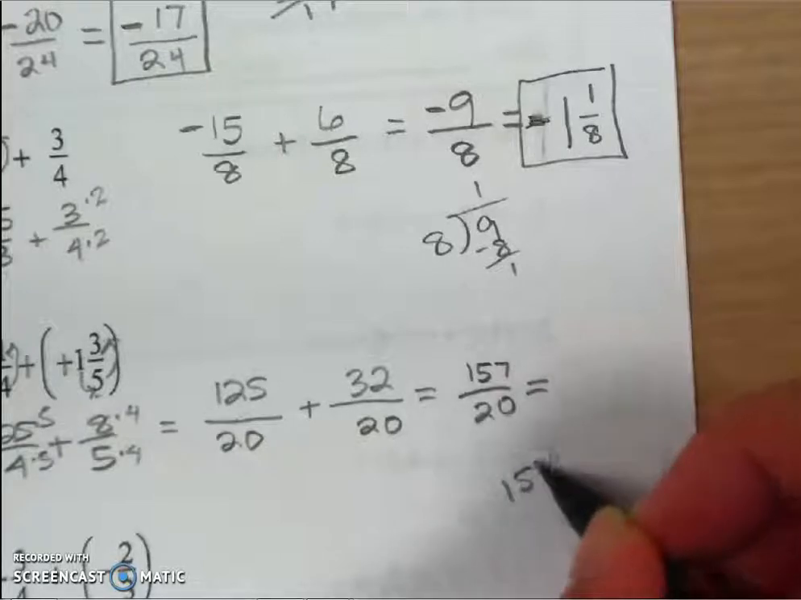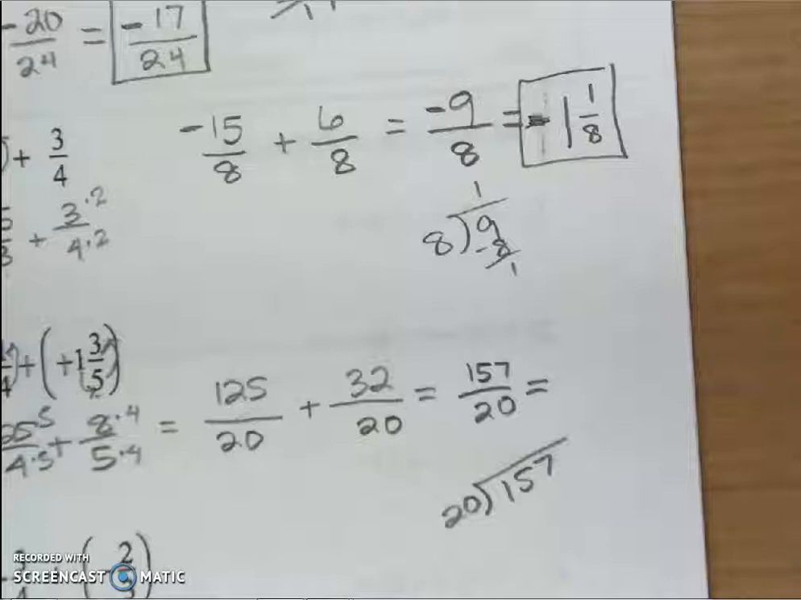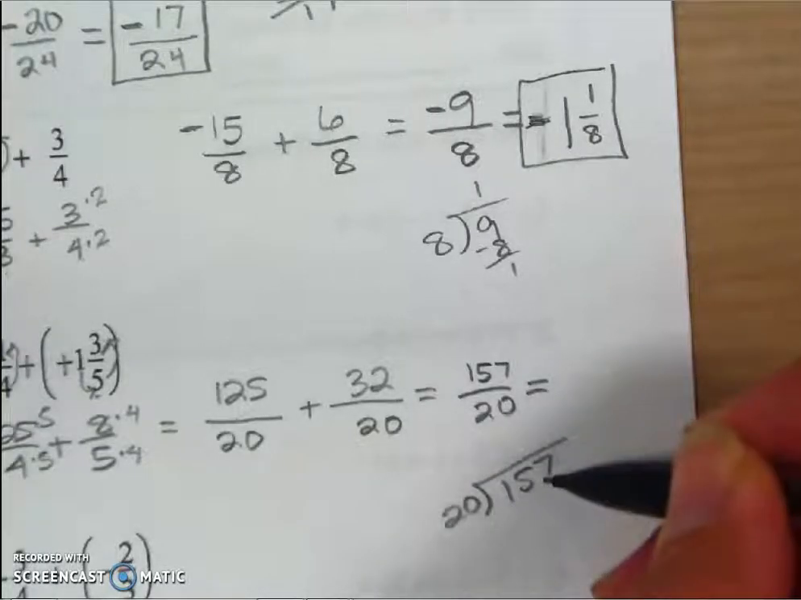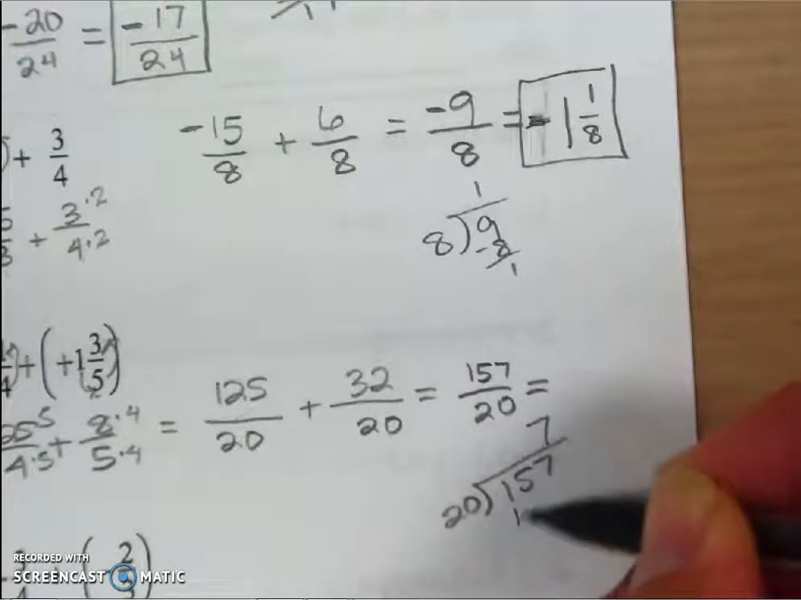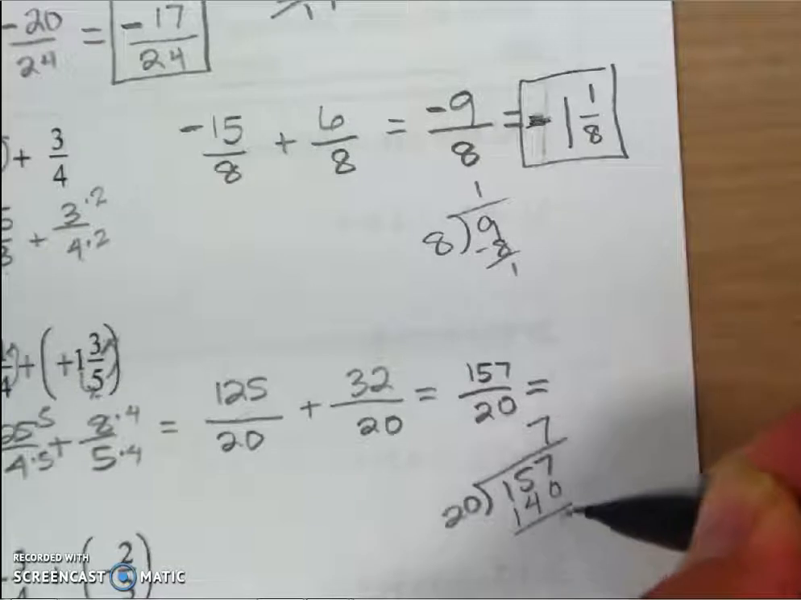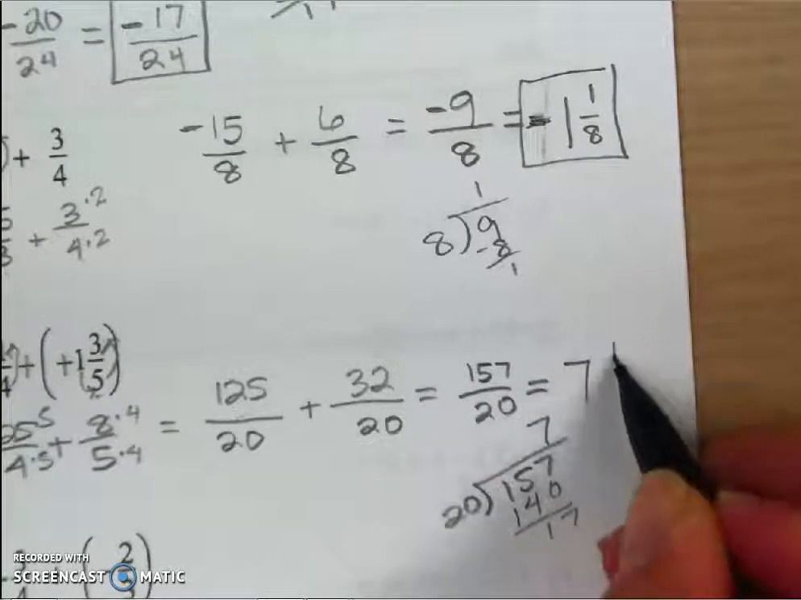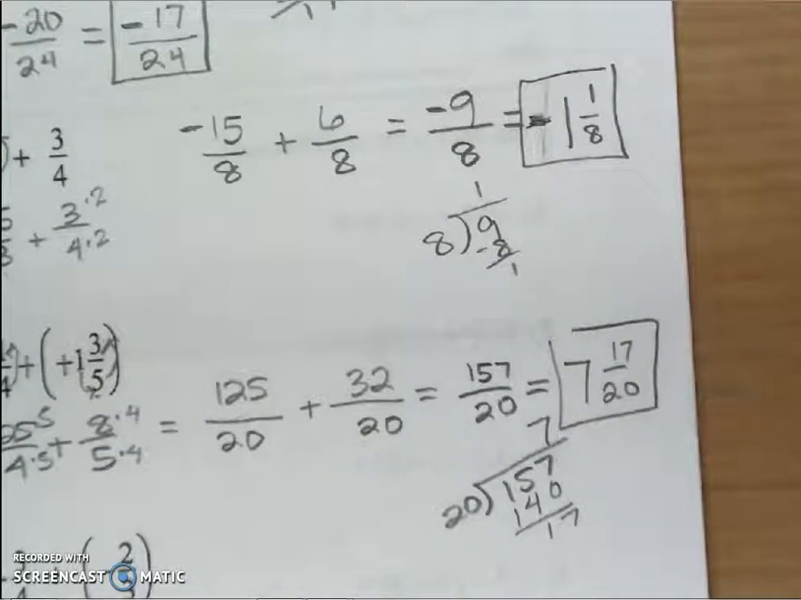So let's see what we get from that. 157 divided by 20. Let's think. How many 20s can we take out? Well, let's think. Times 7 would give me 140. Times 8 would give me 160. So we're going to have to stick with that. 7 gives me 140. And we have 17 left over. So we would write this 7 and 17/20. There's our answer. All right, let's try a couple more.